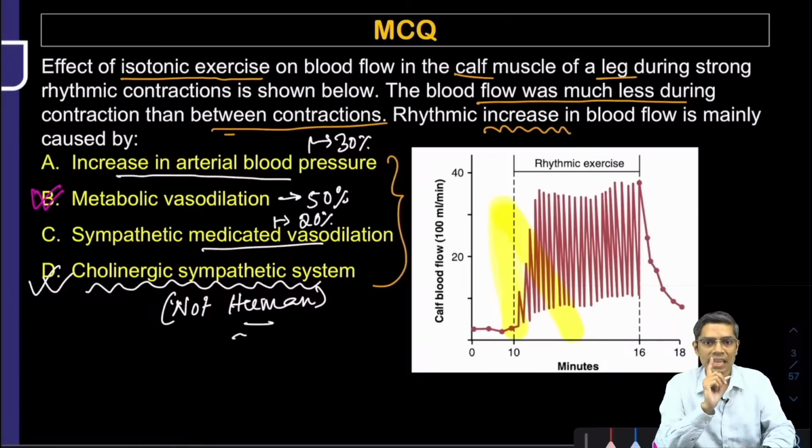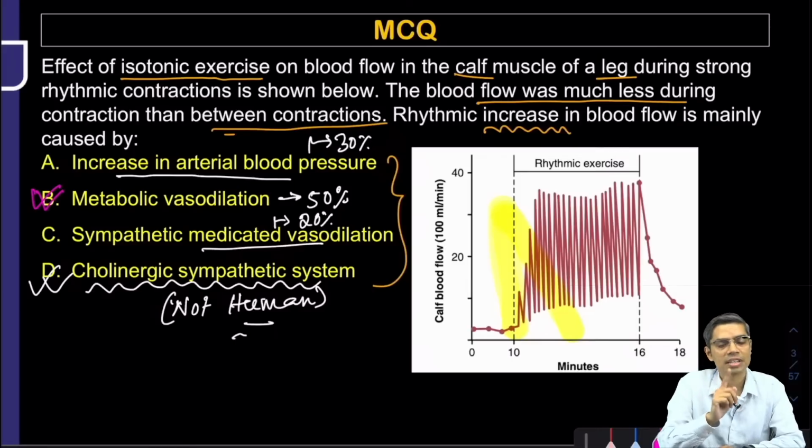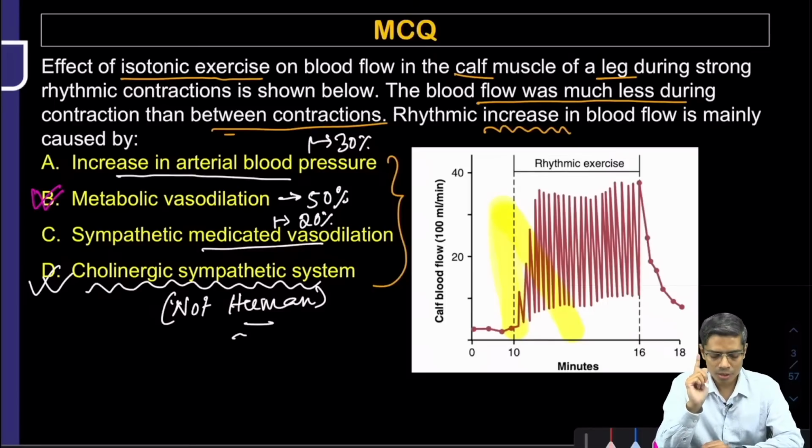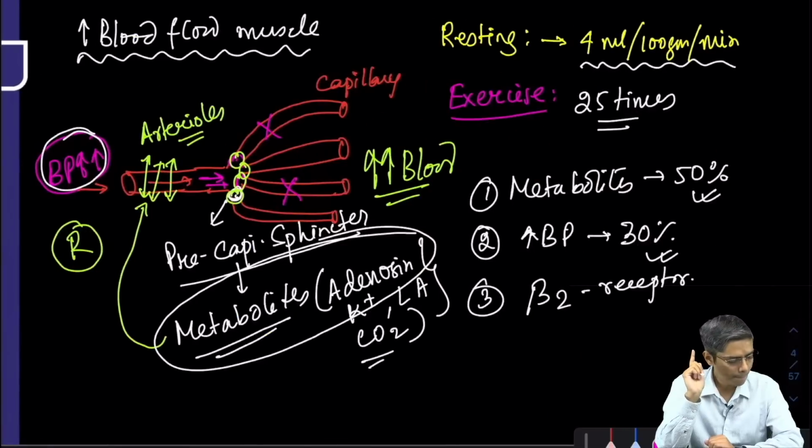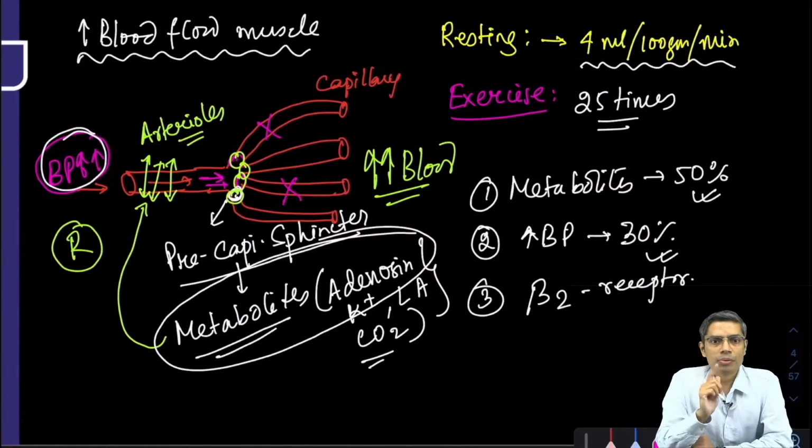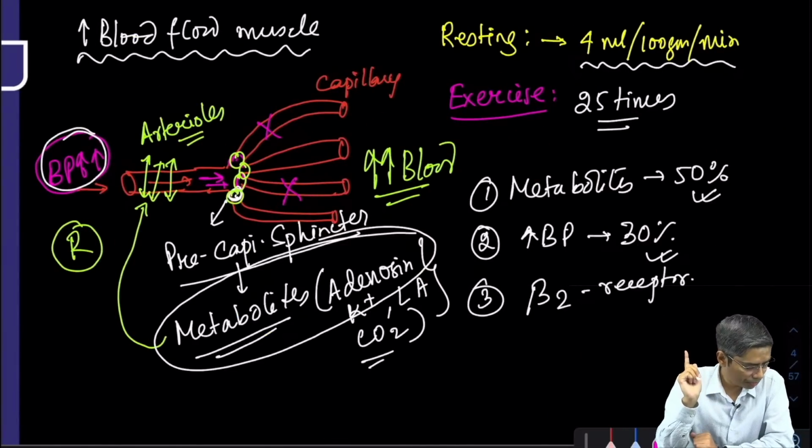I am telling you, anytime they will ask you questions from here, exercise physiology. At least 10 to 12 questions have been asked only from exercise physiology in INI-CET. Okay? So this is clear to all of you? Okay? Right, very good. So metabolic vasodilation and adenosine. Okay? You should not forget this.